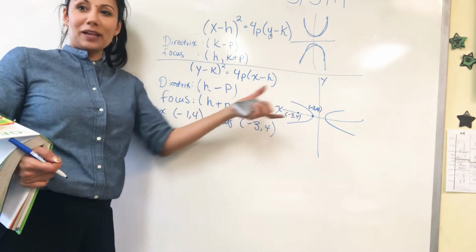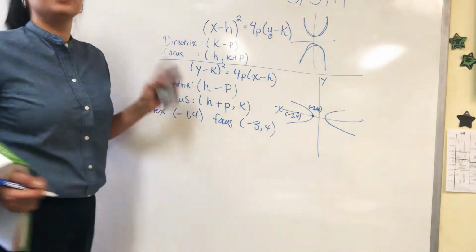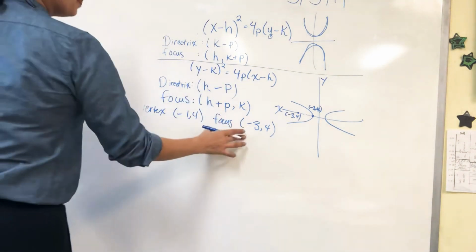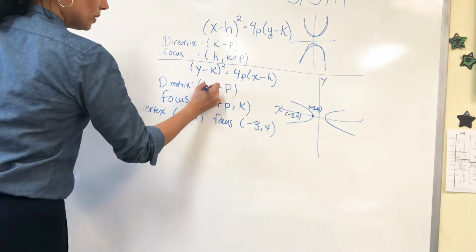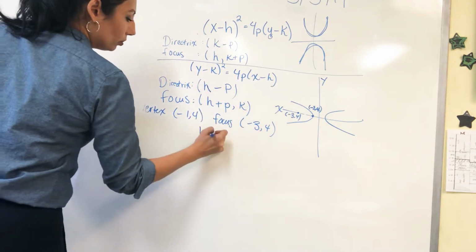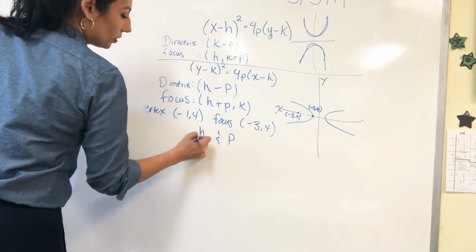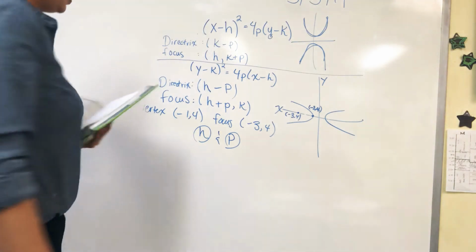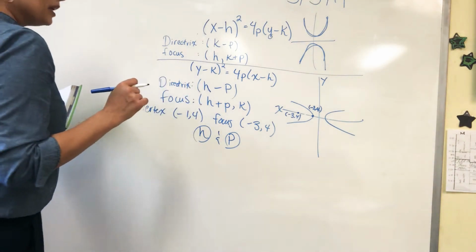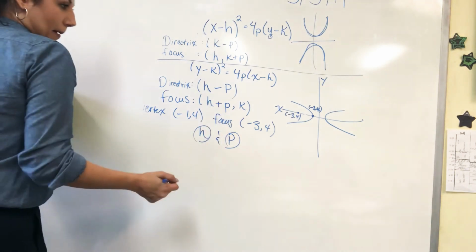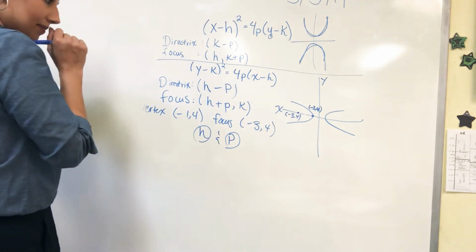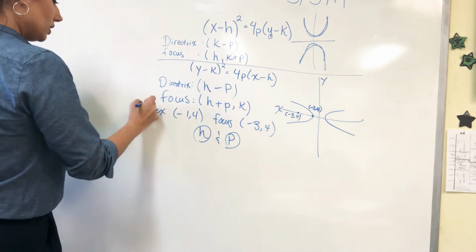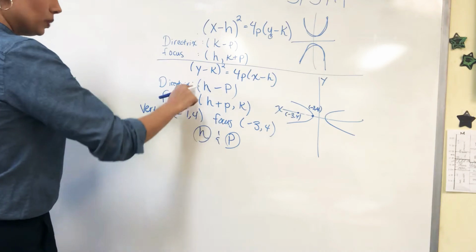Okay, so you know it's opening this way. All right, so how am I going to get this into that format? I need to figure out what two variables. We need to figure out h and k. How am I going to do that? Does it give us the directrix? No, it's given us the vertex this time and the focus.